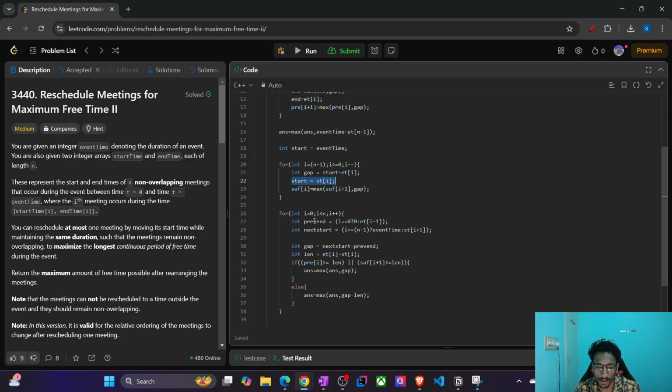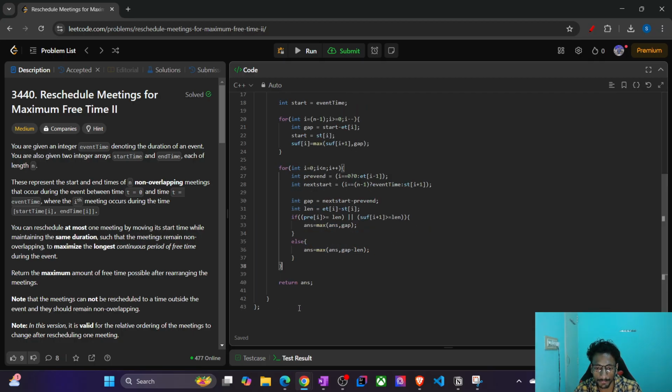It is clear. Now for each event I will try to shift that event to any place. I will have to check where a place is possible and eligible. So if our current event is 0, meaning this is the first event, then the previous ending of the event will be 0, else it will be the ending time of I minus 1.